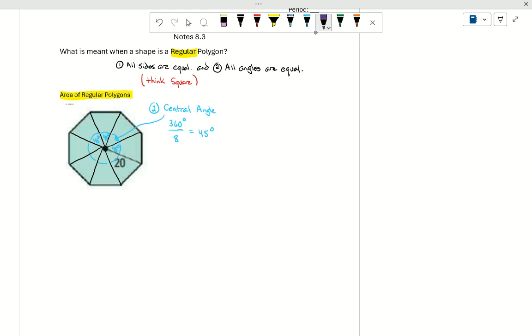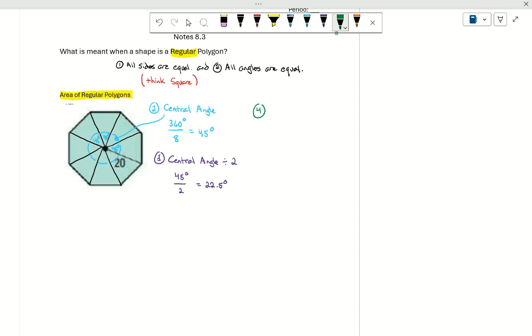Okay. The third thing that we're going to do is take the central angle and divide it by 2. So you're going to take whatever the central angle is, and then you're going to divide it by 2. Okay, 45 degrees is my central angle. I'm going to divide that by 2, and that is equal to 22.5 degrees. Here's why you're going to do that. That's going to lead you into the fourth thing that you're going to do.